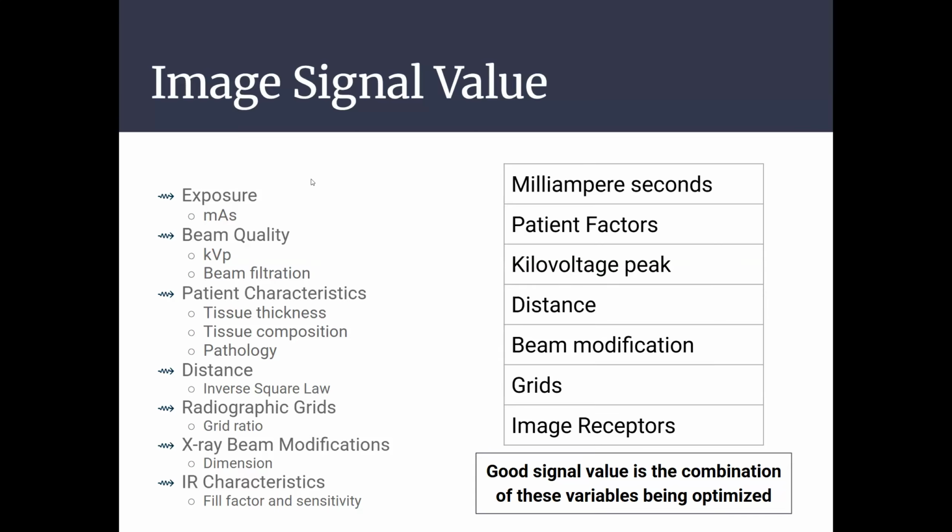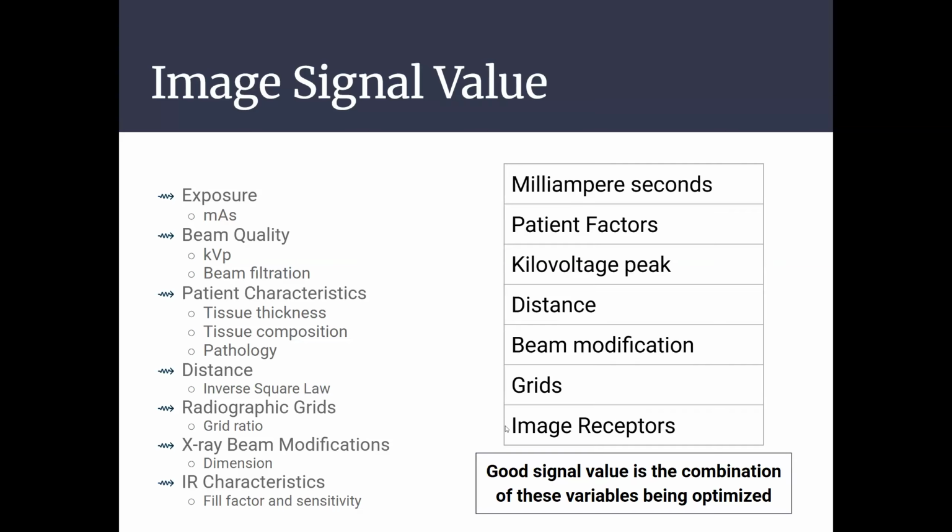can affect the image. X-ray beam modifications, okay, so how the field of view that we create, or whether the object or the tube is tilted. And then image receptor characteristics, that's the way the actual detector was created by the manufacturer. So fill factor and sensitivity, which is nothing you're going to be able to control because it's going to be what it is that you're using. That's just not controllable. Okay, so good signal value is the combination of all of these variables being optimized.